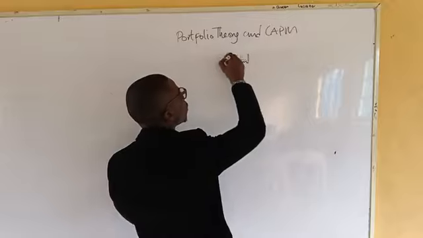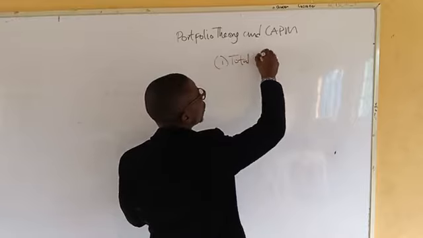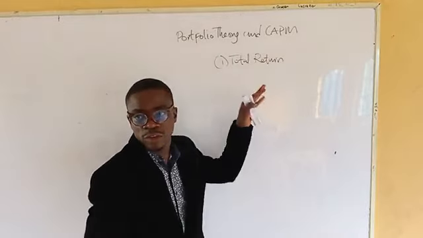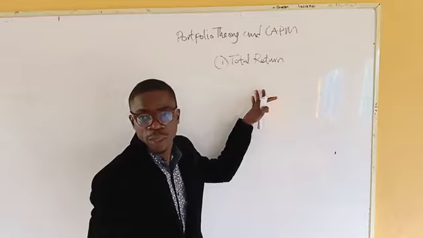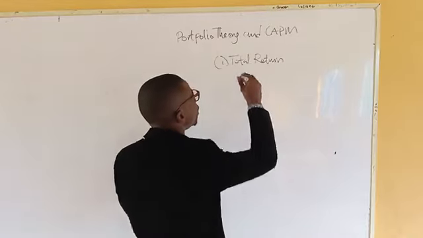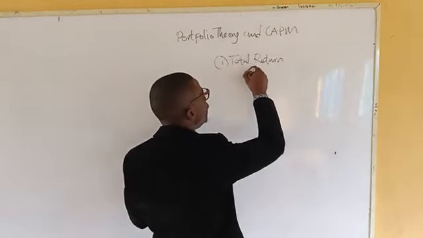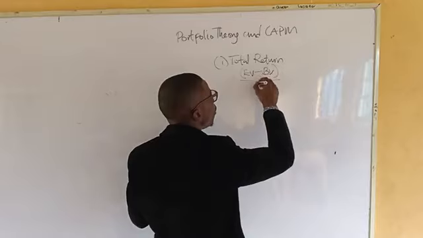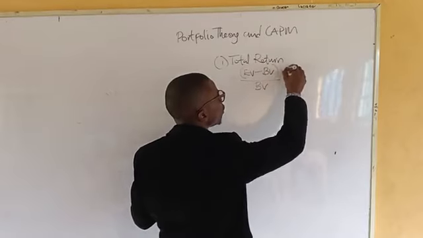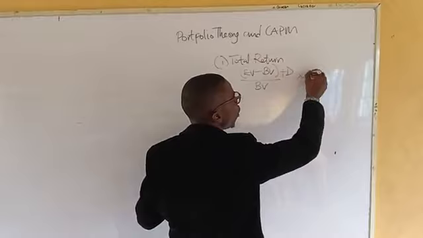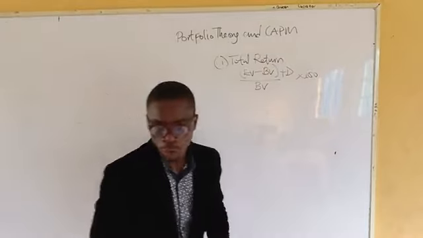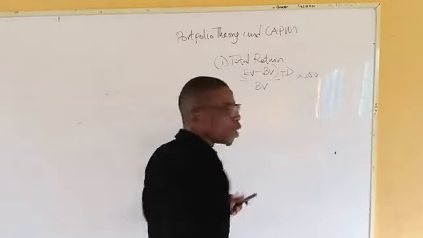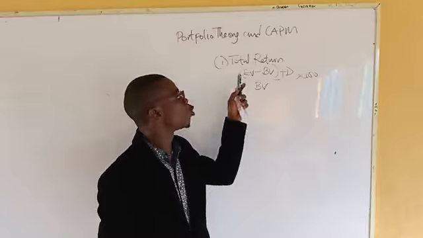Total return. The formula I just stated on the board is for total return. So what's the formula? It is EV minus BV, divided by BV, plus D, times 100. Are we together? Yes. Now, this is the formula you use to calculate your total return.